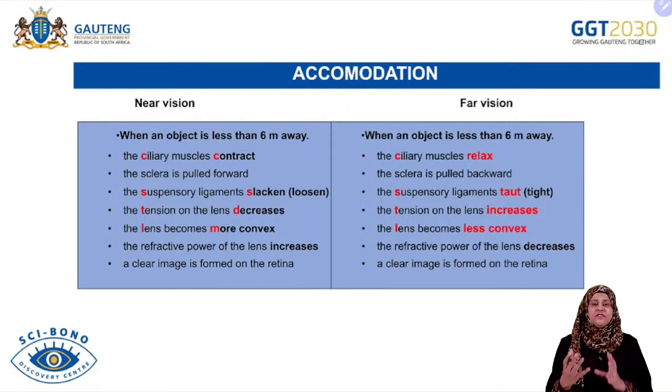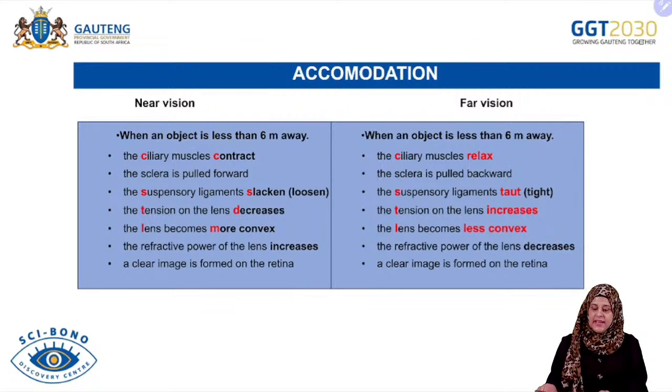For far vision, the opposite is true. What do we mean by far vision? When we are looking at an object more than 6 meters away. So near vision, you may be looking at a book and then you look out into the distance, out the window, and that is far vision. There, again, the muscles involved are the ciliary muscles. So the ciliary muscles will relax. The sclera is then pulled backward. The suspensory ligaments become taut or tight. Tension on the lens increases and the lens becomes less convex. The refractive power of the lens decreases and a clear image is formed on the retina.